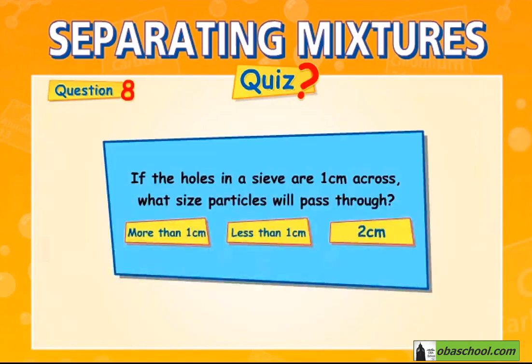Question number 8. If the holes in a sieve are 1 centimeter across, what size particles will pass through? More than 1 centimeter, less than 1 centimeter, or 2 centimeters? Think about it.